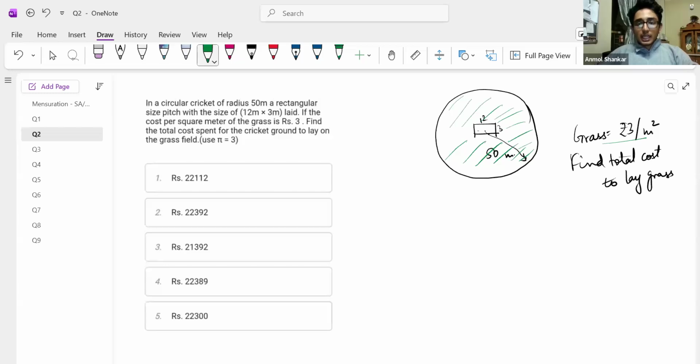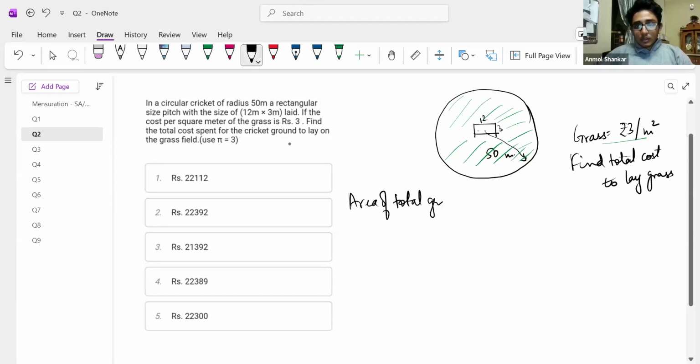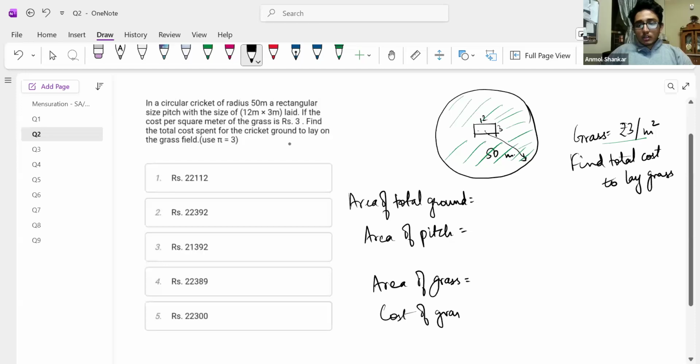Now tell me, what is the area? Okay, we did not see area today, we just went over the surface area and volume formulas. The area formula is even simpler. So what is the area of the total ground, area of pitch, then area of grass, then cost of grass. Okay, first tell me, what is the area of the total ground? How will we do it? Right, very simple. Tell me quickly.